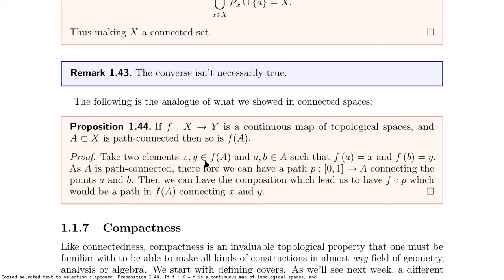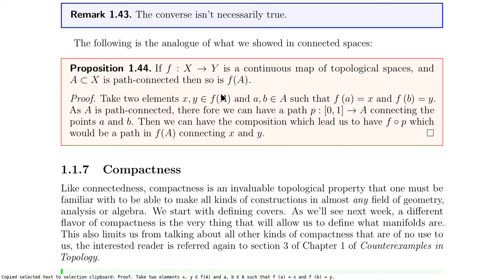You just take two elements in the image and two elements in A. You have this condition. Now you use the path connected property to have a path, and then you take the composition of this F with the path that you just got from A, and this would give you a path which would connect X and Y. So thus F of A can be connected by paths.